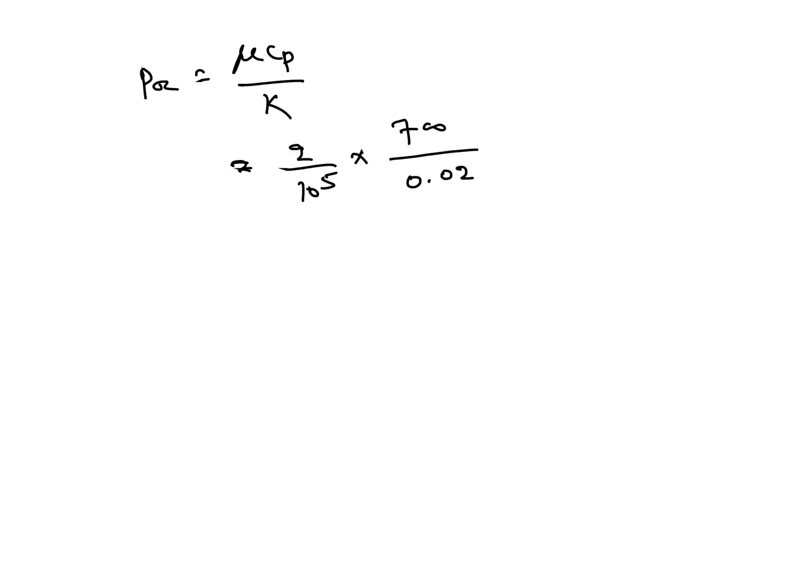So we have to calculate the Prandtl number. Prandtl number Pr is mu Cp by K. So mu value we got 2 by 10 to the power 5 into Cp already given in this question, it's 700 divided by K value is 0.02 or 2 by 100. 2 cancel. 10, 7 by 10 you will get 0.7. This is the answer. So from the options C is the answer.